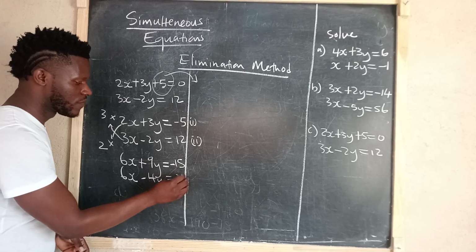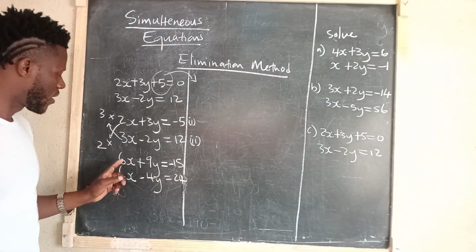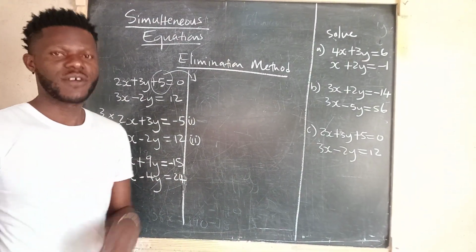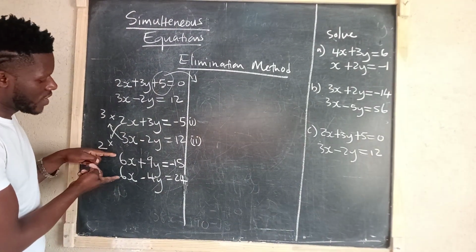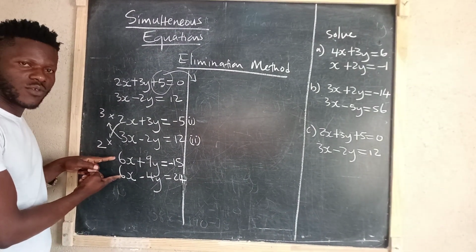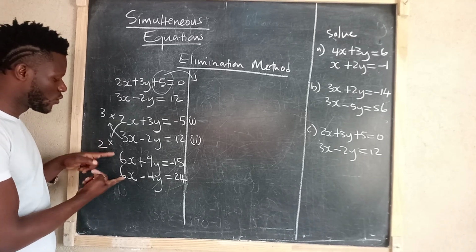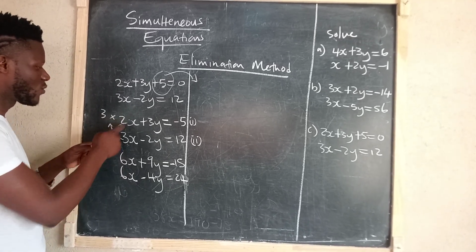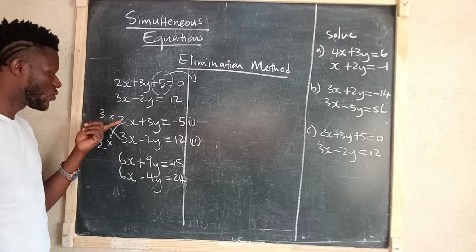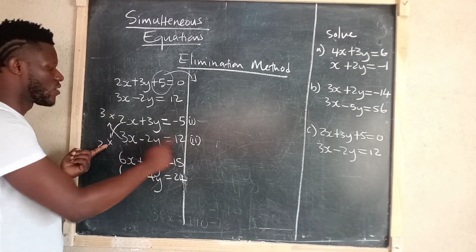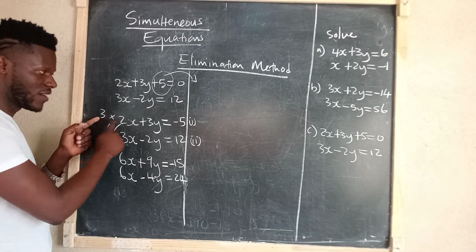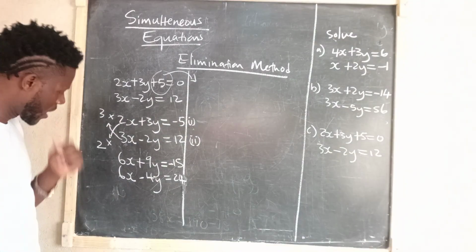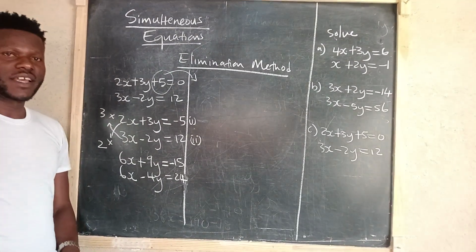Now, look at this. The coefficients of x are now equal. That was our target. We wanted to make sure that x has equal coefficients. So to do this, we cross multiplied the coefficients. Coefficient 2 was multiplying all the terms in equation 2, then coefficient 3 here was multiplying all the terms in equation number 1. Now, we want to get rid of x.